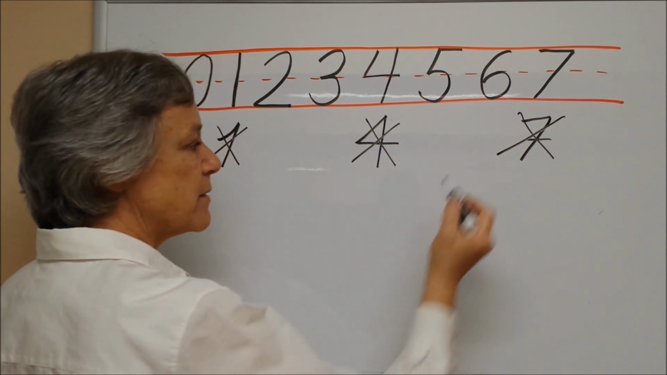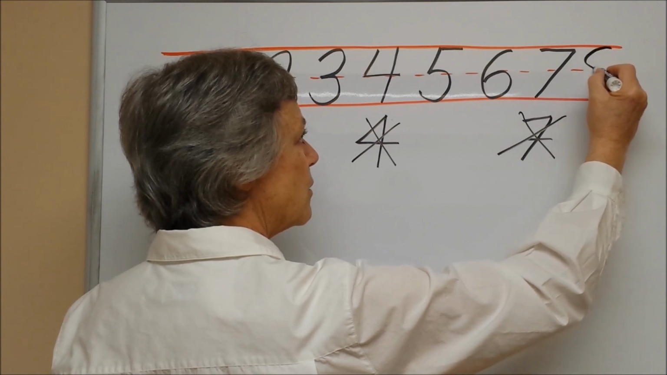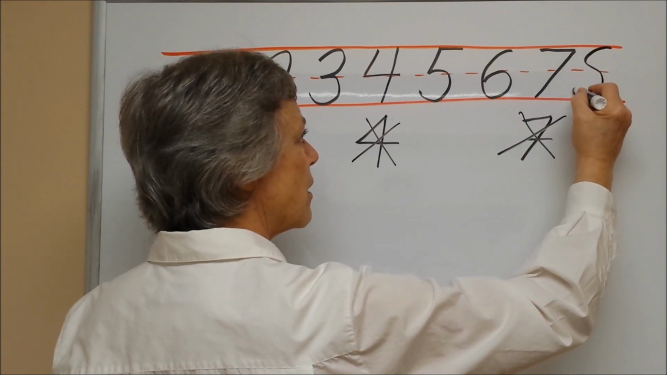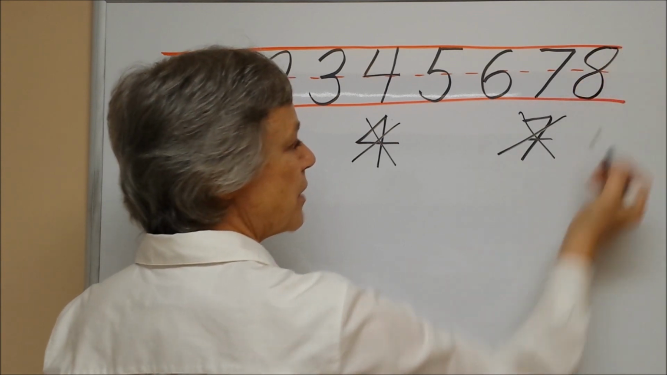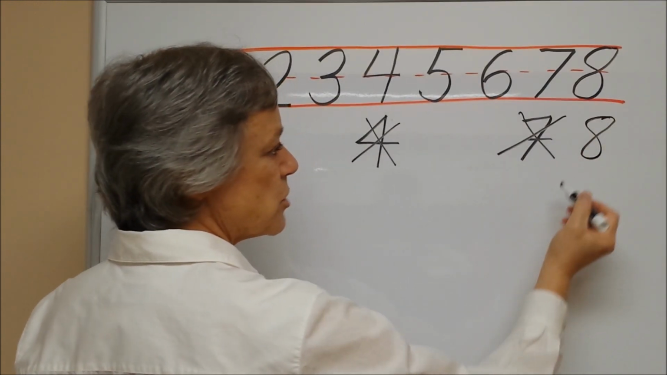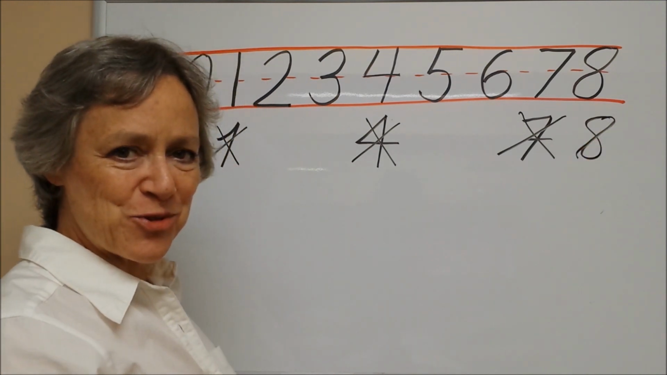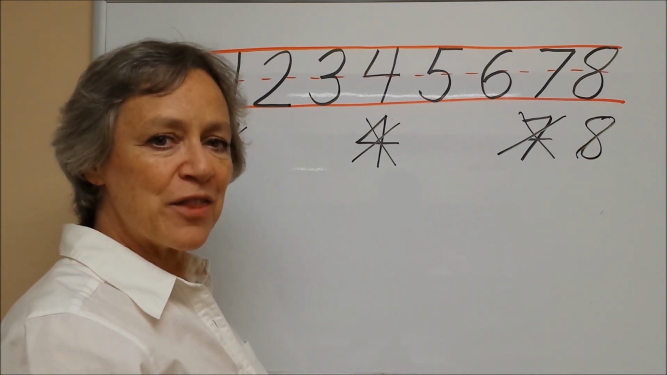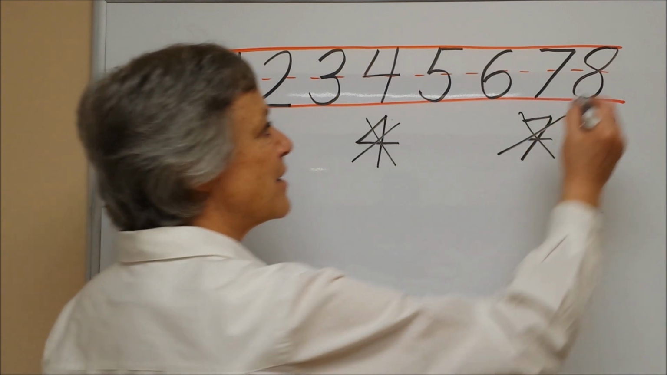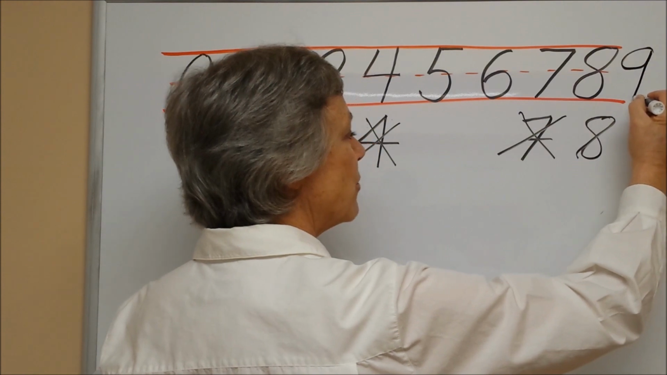The number 8 starts at the top. We make a loop and around, and then we go back up to the top. Usually the top just goes straight up. The number 9 has a loop at the top and straight down.